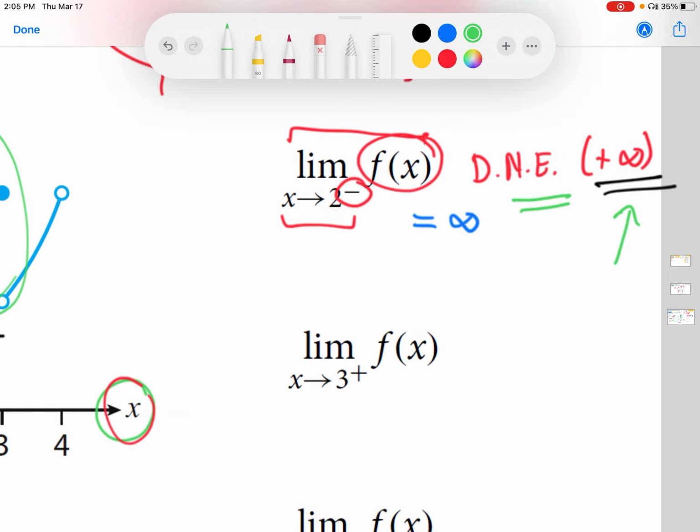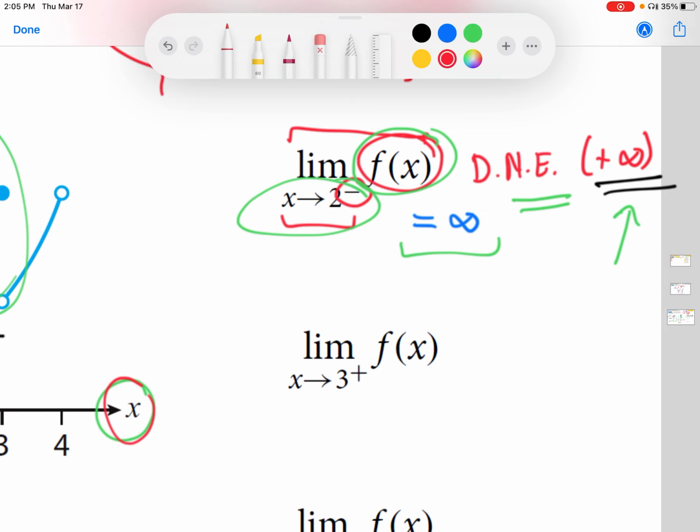So this is the notation I prefer. Again, your calculus instructor might have you prefer to write something like equals infinity, but they both mean the same thing, that the y values are getting larger and larger and larger without bound as x approaches this number in this direction. Okay, how about this next limit?